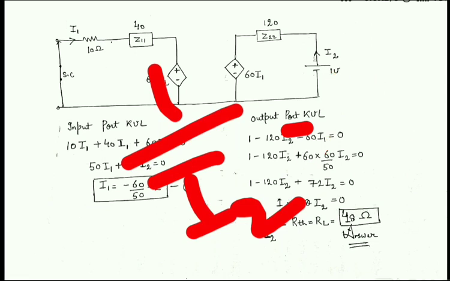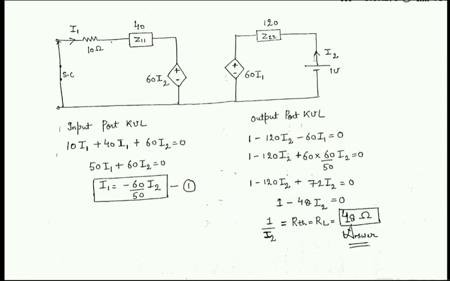So this 1 upon I2 is basically R Thevenin, and in the case of maximum power theorem, when we take the derivative of power with respect to load resistance RL, we will get the expression whereby R Thevenin equals RL. So in this question the answer is 48 ohms, and this is the procedure for the two-port network.